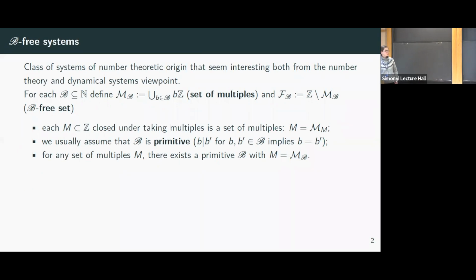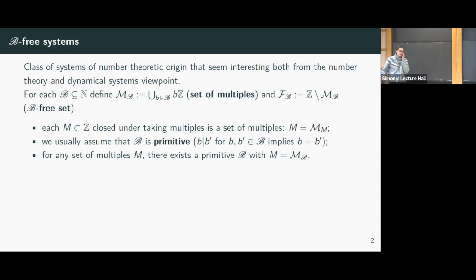So let me tell you what my objects are. I will be talking about a class of dynamical systems that is of number theoretic origin, and that might be interesting both from the number theoretical and dynamical point of view. So what are these systems?